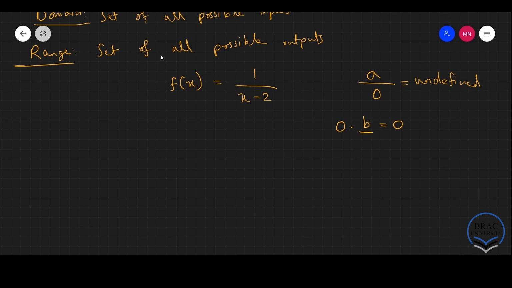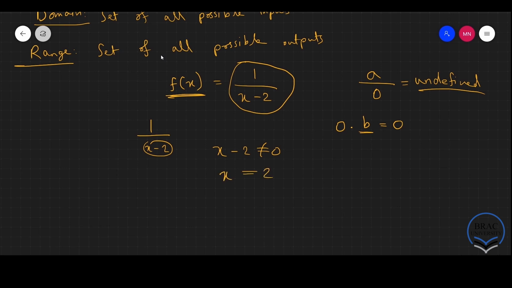So a divided by 0 cannot be equal to some defined value. It's going to be undefined, right? So because of this, since we have this expression where we have 1 divided by some term, we have to make sure that the denominator cannot be equal to 0. So we had x minus 2, right? That means x minus 2 cannot be equal to 0, because if it does, then this function is no longer defined. And f of x becomes undefined when x is equal to 2.